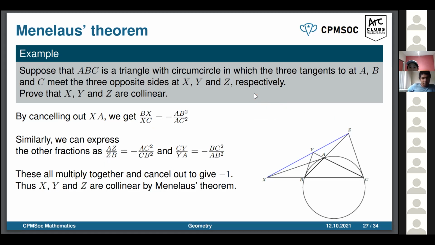Again, there might be a bit of diagram dependency here, which was mentioned last time, because sometimes all three of the points can be outside the triangle like this. But in that previous slide, we only had one point outside the triangle and two inside the triangle. It turns out Menelaus's theorem works in both cases, and that's because of the directed lengths.